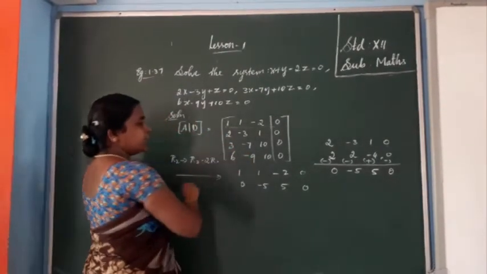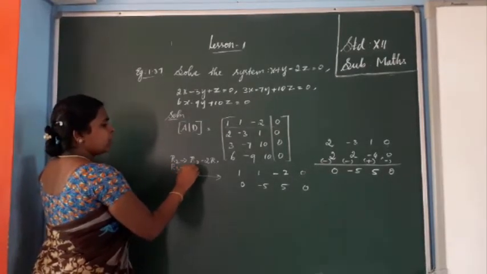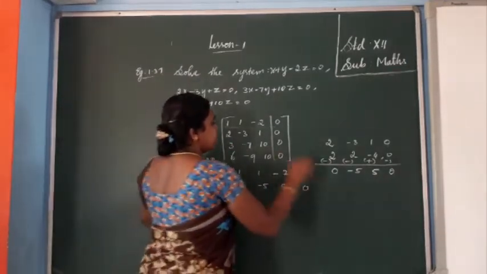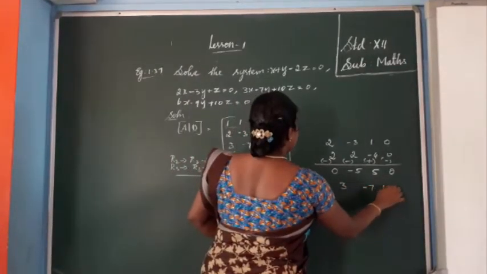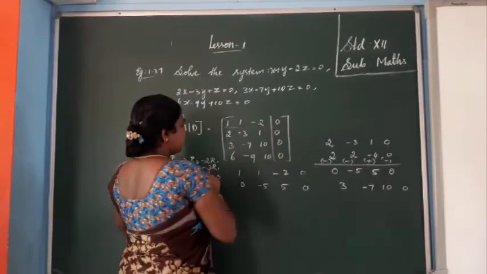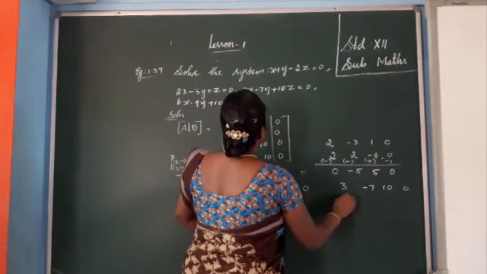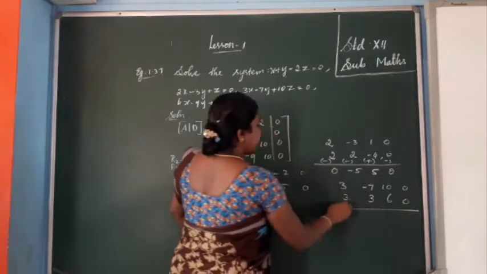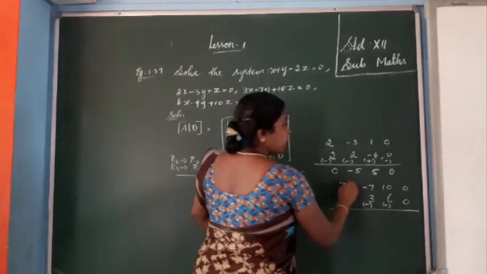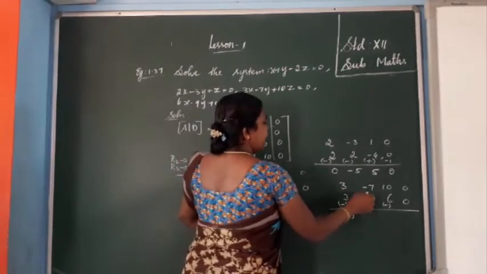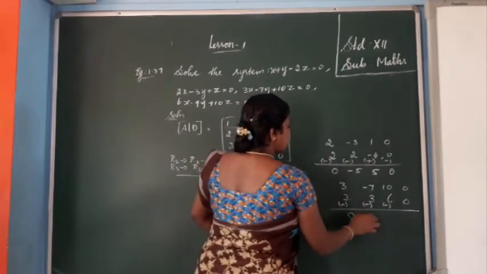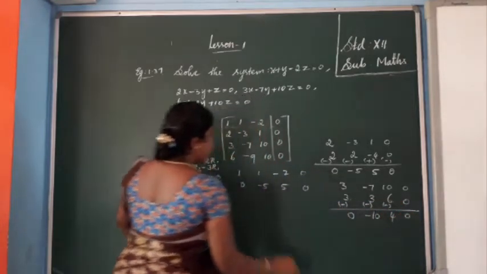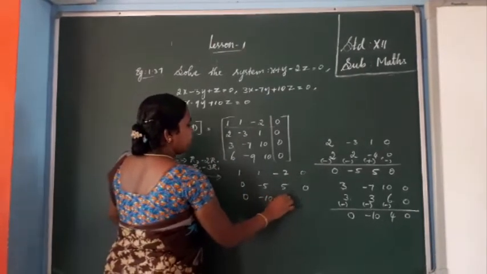Then R3 becomes R3 minus 3R1. R3 has the numbers 3, minus 7, 10, 0. Then R1 you have to multiply by 3: 3, 3, minus 6, 0. Subtract. 3 minus 3 is 0. Next minus 7 minus 3, both are minus, so minus 10. 10 plus 6 is 16... we get 10 minus 6, which is 4. So 0, minus 10, 4, 0.